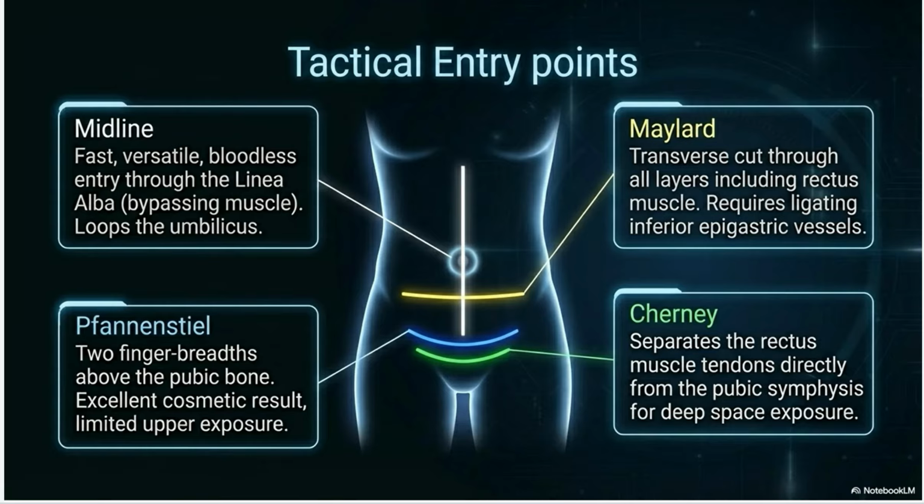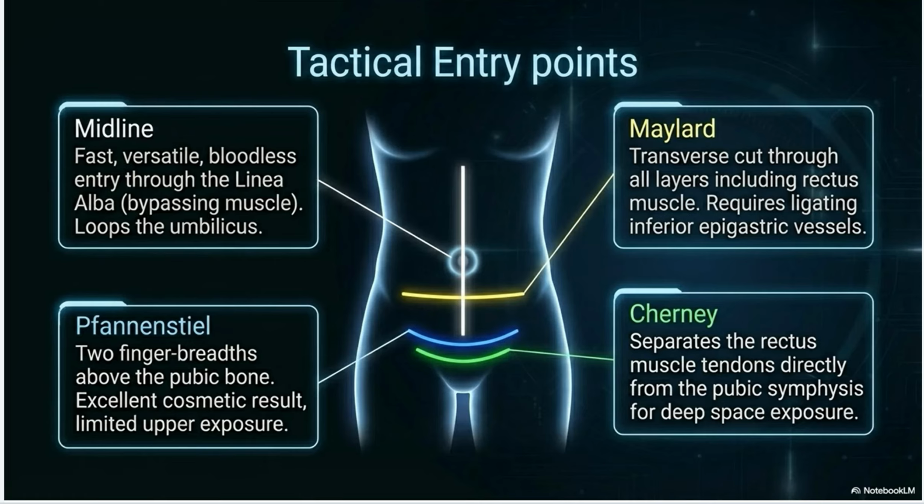Another incision shown is the Pfannenstiel incision, sometimes referred to as the bikini incision. This incision is made horizontally just above the pubic bone and is commonly used in GYN surgeries and C-sections. It offers excellent cosmetic results because the scar is hidden below the waistline.